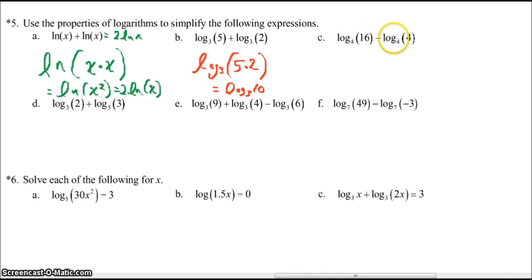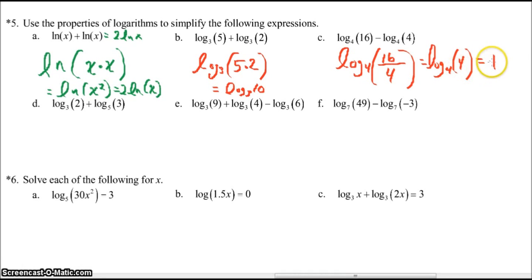Log base 4 of 16 minus log base 4 of 4, we have 2 logs subtracted. We can combine them as 1 and divide, and we get log base 4 of 4, which we know is 1 because 4 to the first power is 4. We could have seen that here. 4 squared is 16, so this is 2. 4 to the first is 4, so that's just 1.